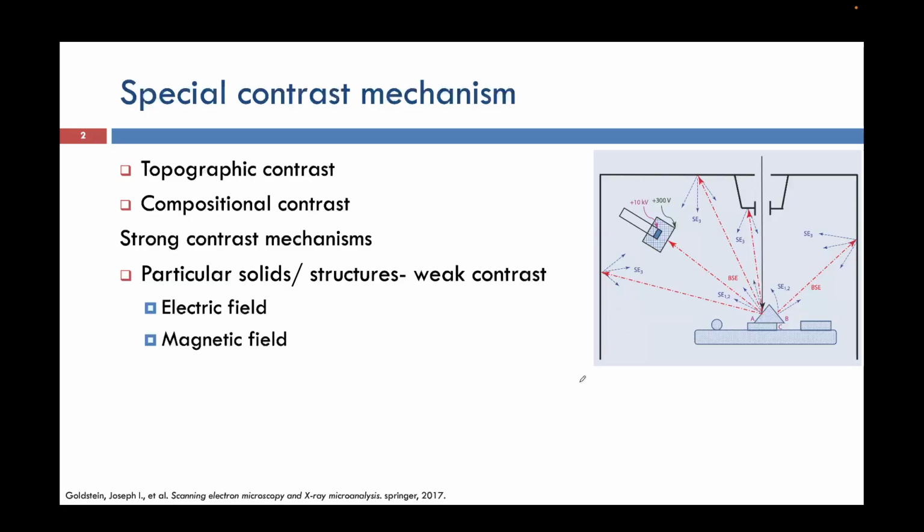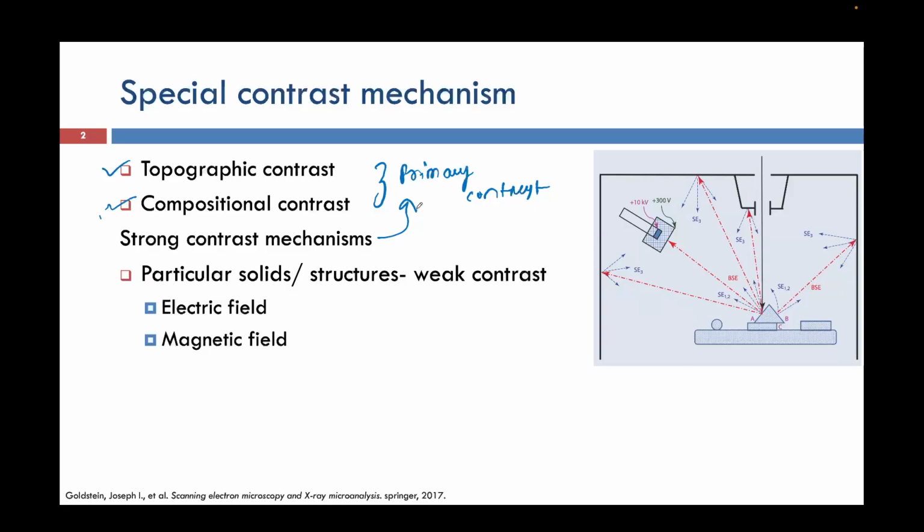In the last class we went through two contrast mechanisms: one is topographic contrast, another one is compositional contrast. These are the two primary contrast mechanisms when I am talking about any kind of contrast mechanism in scanning electron microscopy, and that is why they are also regarded as the strong contrast mechanisms.